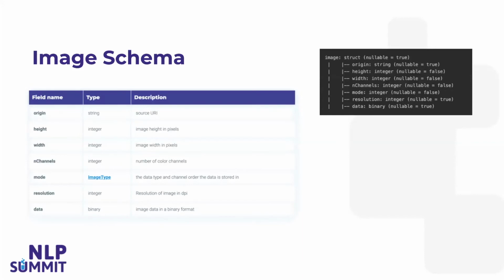And to deal with images in Spark, we need to store images in a data frame. So we have a specific image struct for this, which contains all the needed fields for storing images.